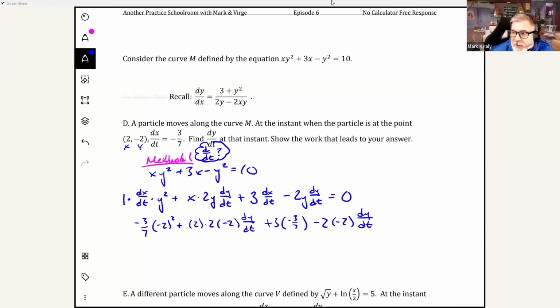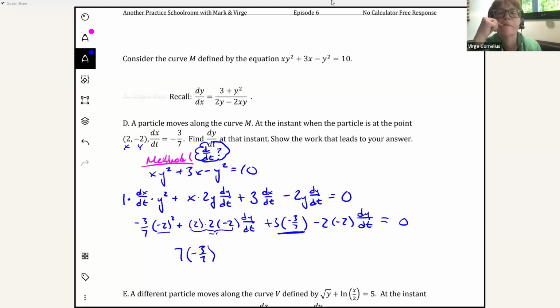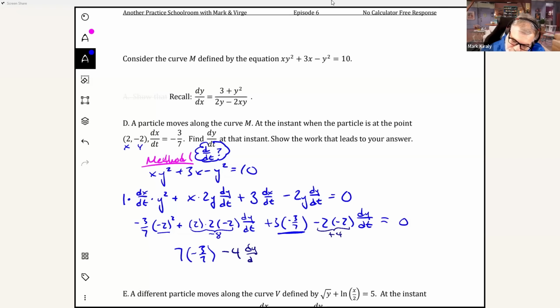All right. 2 times 2 times -4. That's going to be -8. Here I've got a +4. So -4 dy dt if I group my like terms. Can I just go back to that 7 times -3/7? Are you like combining your -3/7 there?